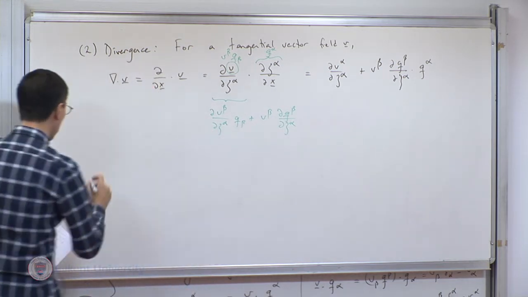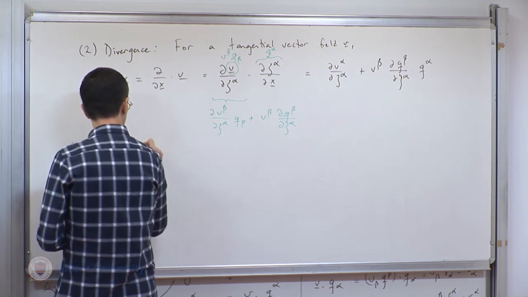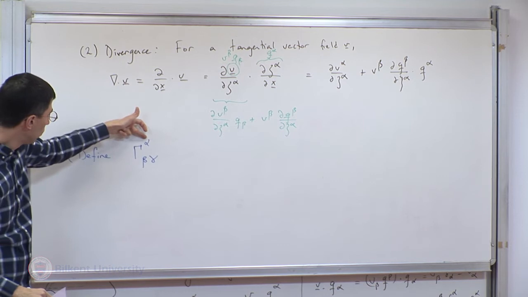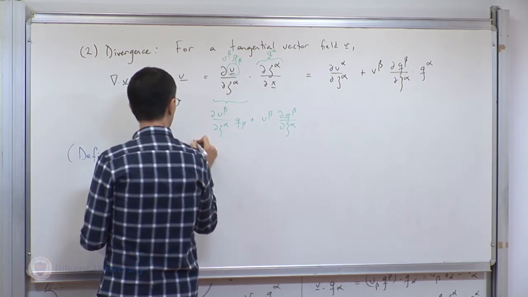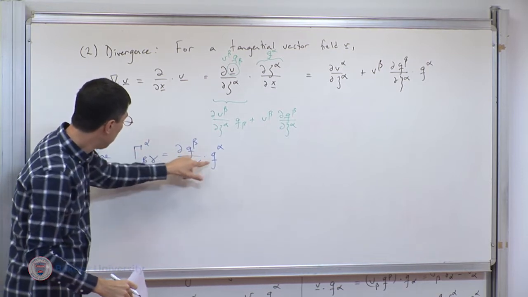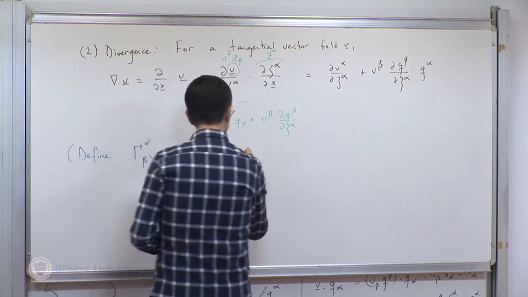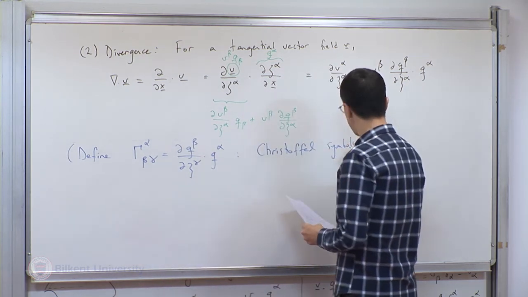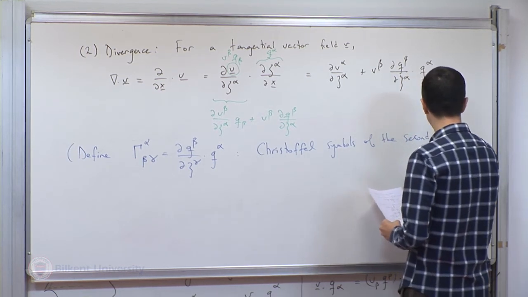Now, in parentheses, I am going to define an object. And this definition is denoted like this. It's a capital gamma, one upper index, two lower indices. And this is defined as, similar to that structure, ∂g_β over ∂ξ^γ dot g^α. So there is an α β γ. Okay. And these quantities are called Christoffel symbols. And they arise whenever you work on curved surfaces. And they are called Christoffel symbols of the second kind because there are Christoffel symbols of the first kind that we're not going to mention here.